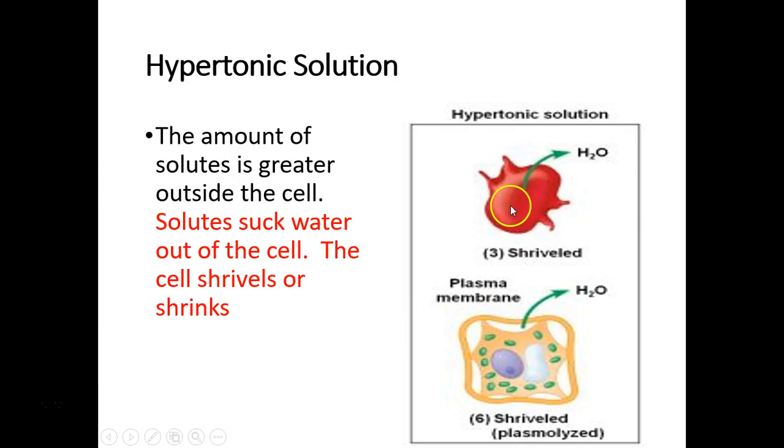And look at the difference between an animal cell and a plant cell. A plant cell still has a cell wall around it. So the cell shrinks. Nothing really happens to the cell wall, but the cell shrinks. But yet, it doesn't have the pressure to hold up the cell wall. Okay?